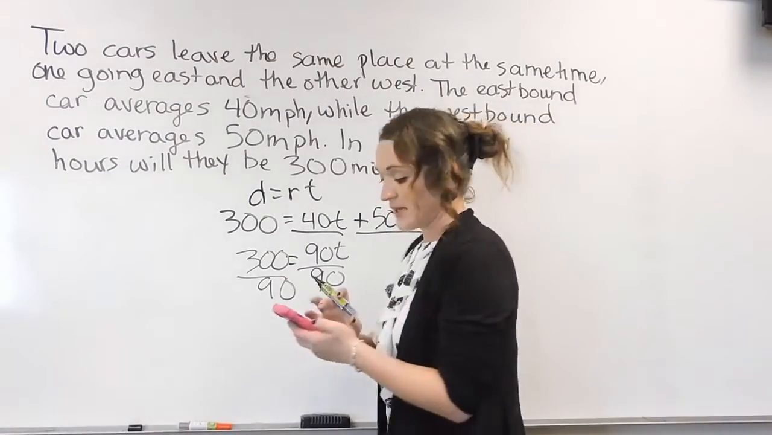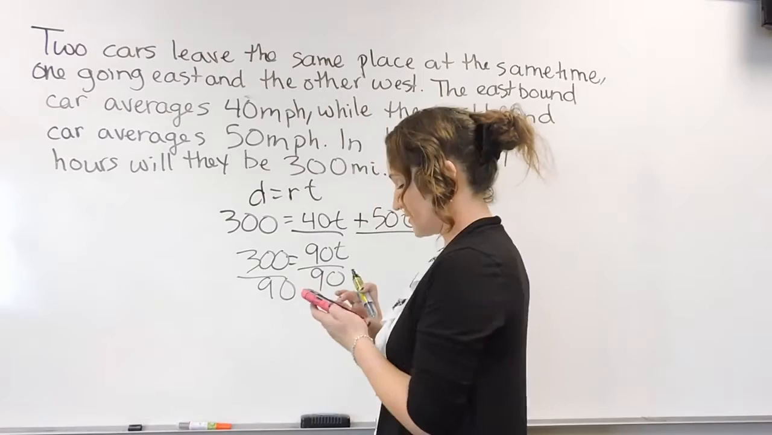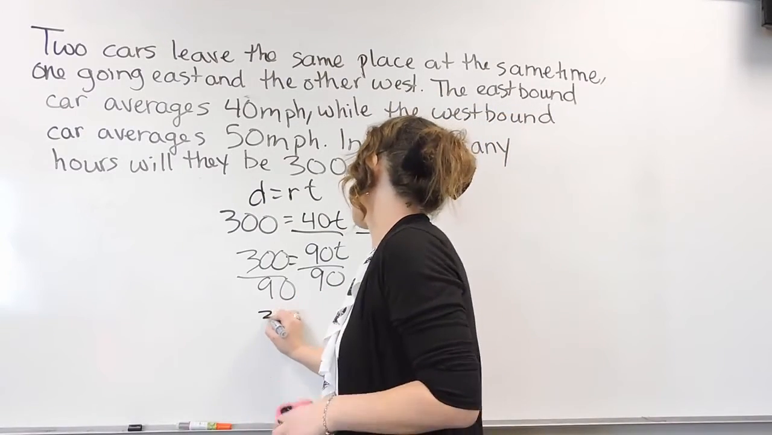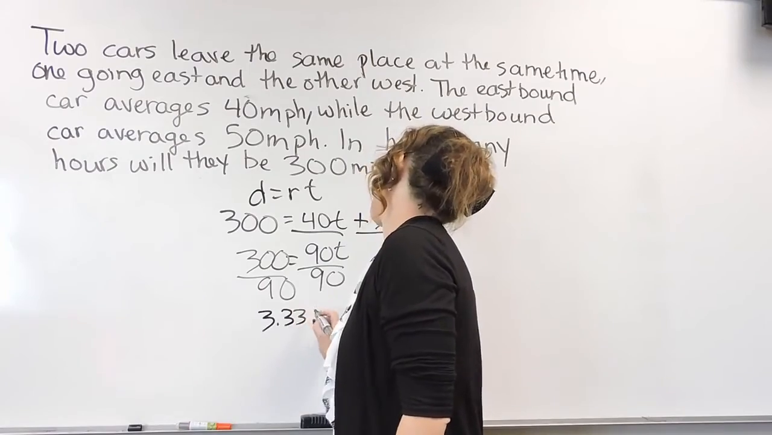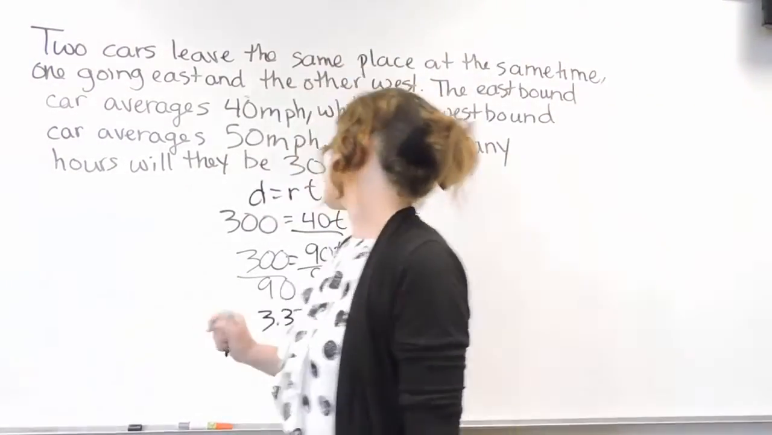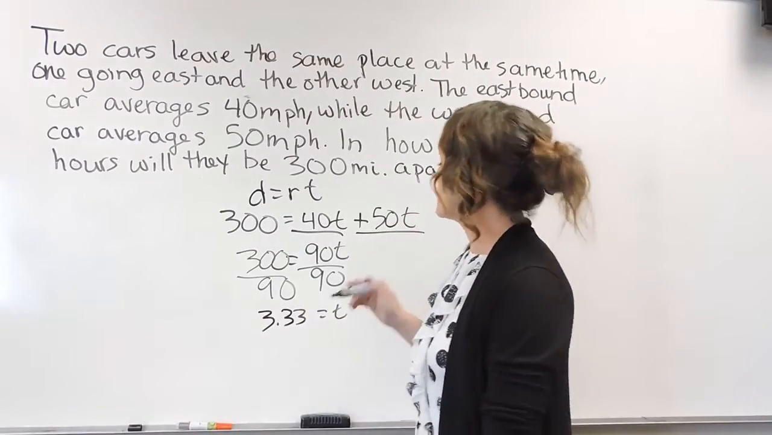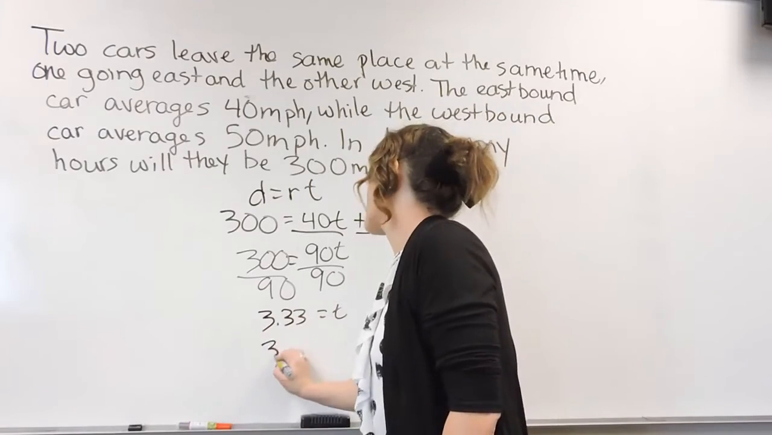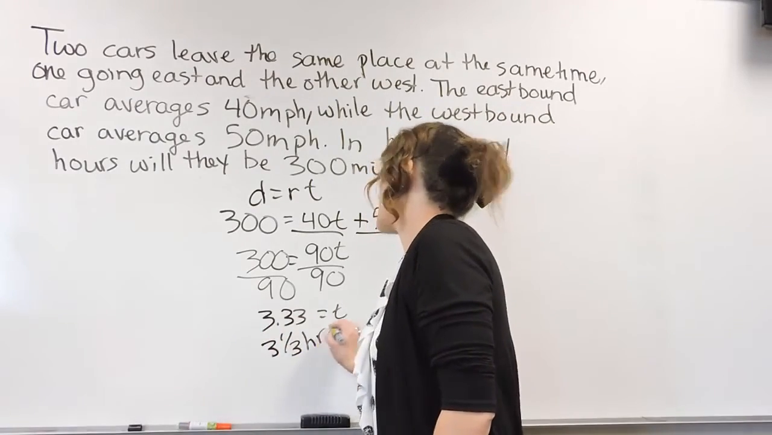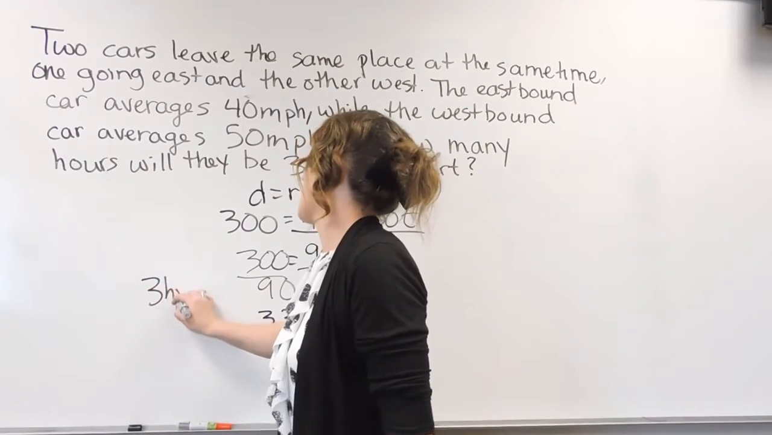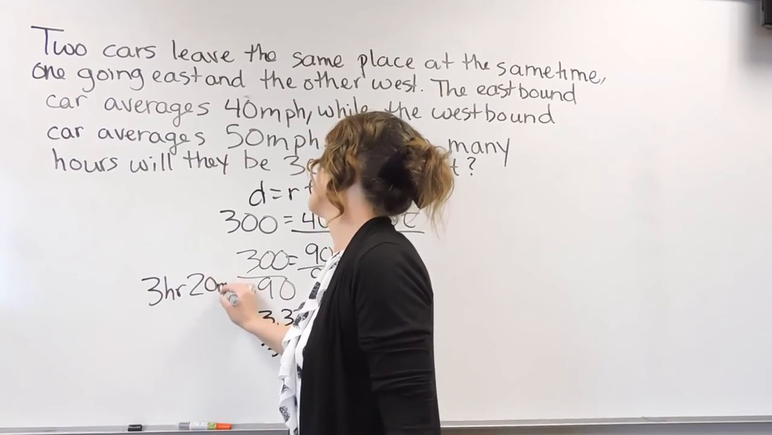I'm pulling out my handy dandy calculator to do this. 300 divided by 90. I'm getting 3.33333333, which is equal to our time. Time here is represented in hours, so this is 3 1/3 hours, which is essentially 3 hours and 20 minutes.